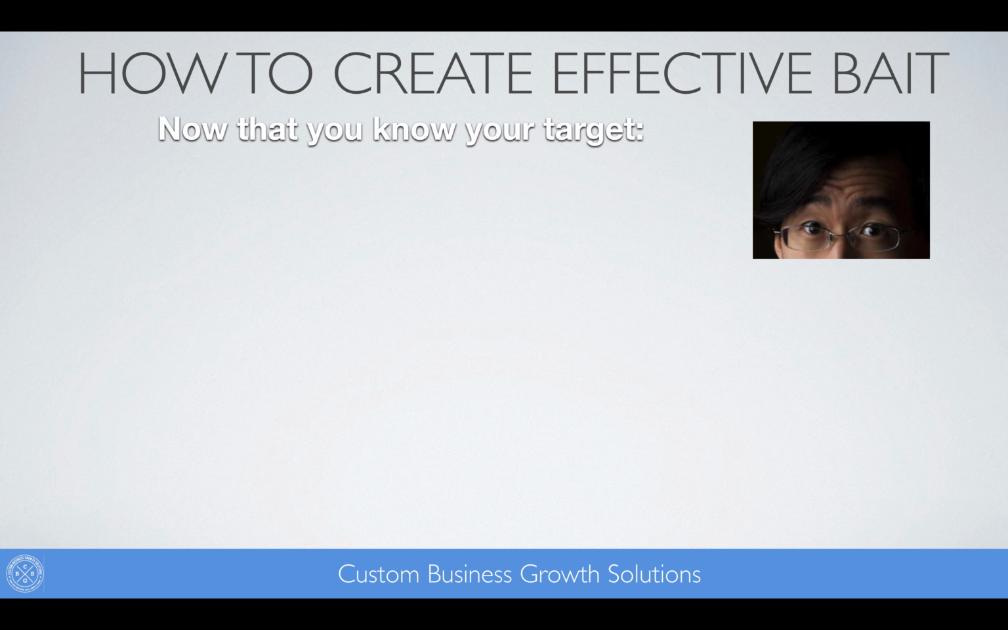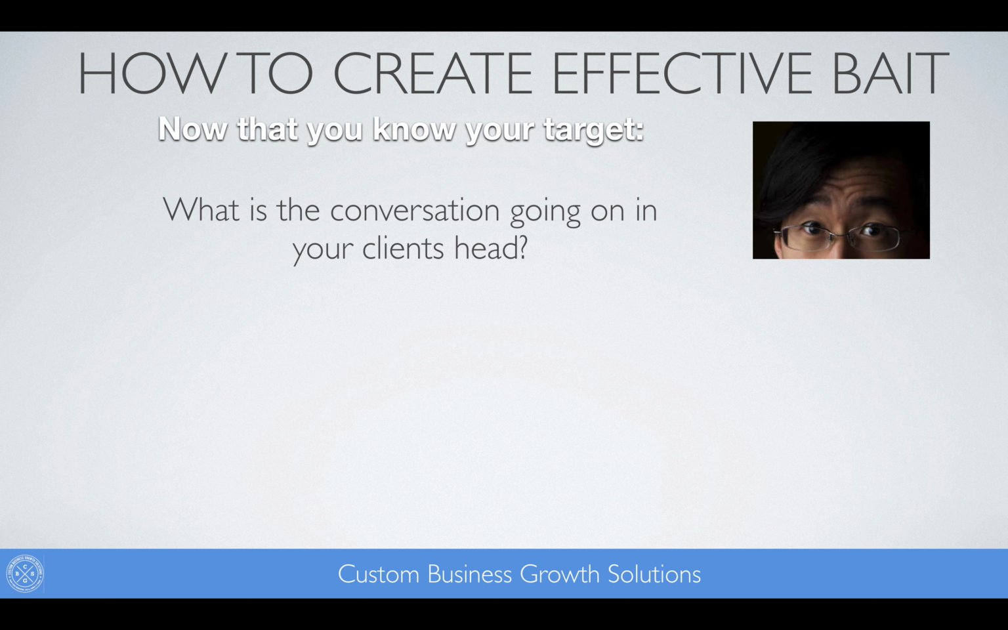So now that you know your target, your ideal client, ask yourself, what is the conversation going on in your client's head? All right? And what do I mean by that is how does your product or service meet their needs? So first you've got to figure out what's that conversation in their head? What are their needs? What are they dealing with? What is the frustration, the pain, the inconvenience, the cost, the fear? What are those things that they are struggling with? And so that's the conversation in their head. And so then how does your product or service meet their needs?